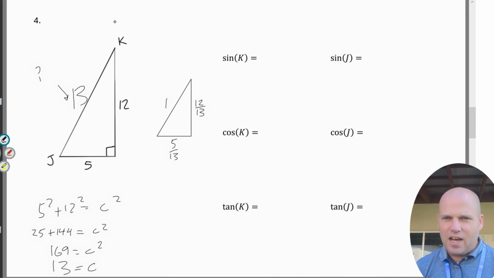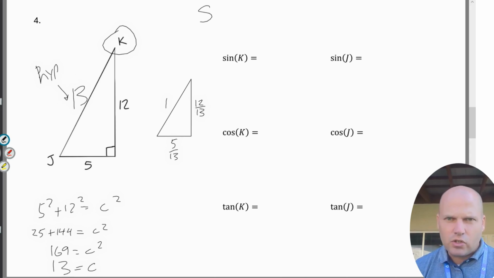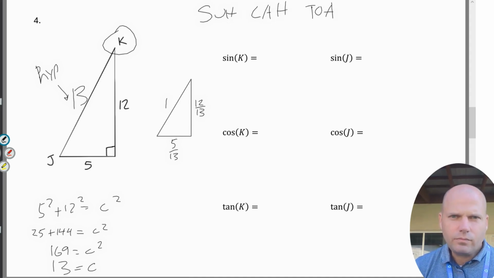The sine of k. Here's k. Opposite over hypotenuse. Make sure you understand this is the hypotenuse. It's never the adjacent. It's never the opposite. It is the hypotenuse. So, soh cah toa. Sine of k would refer to 5 over 13. Okay, that is some decimal.